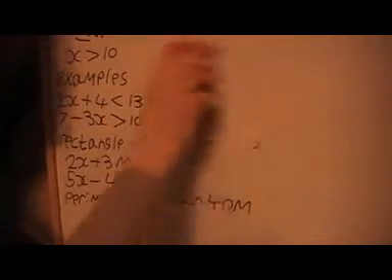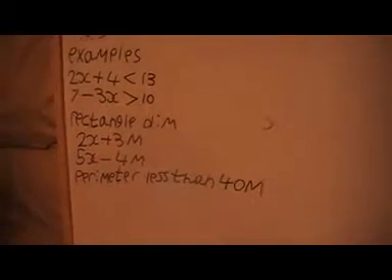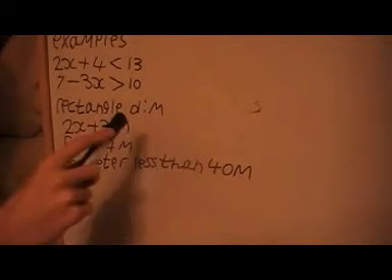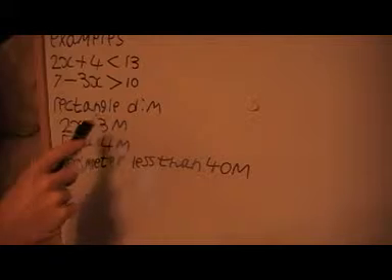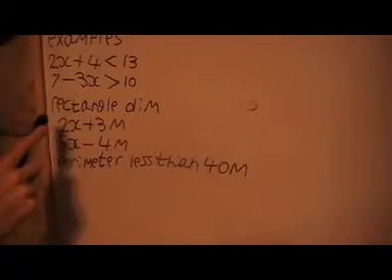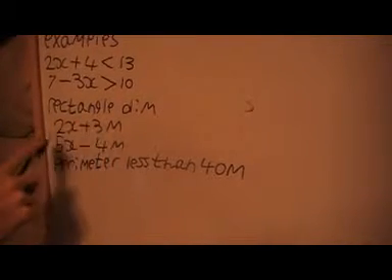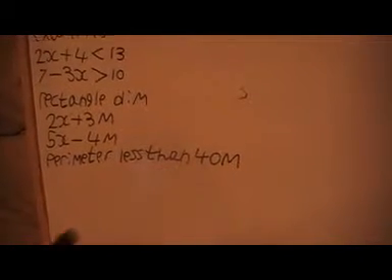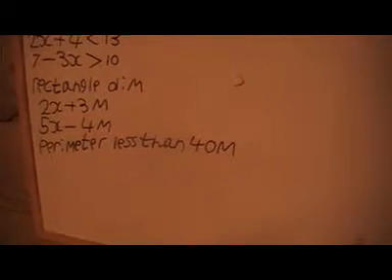Now we're going to look at a real life problem with inequalities. We've got a rectangle with these two dimensions, 2x plus 3 meters and 5x minus 4 meters. And we want the perimeter to be less than 40 meters. What we could do is look at these inequalities both separately.